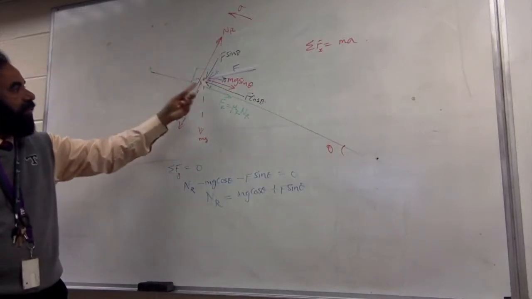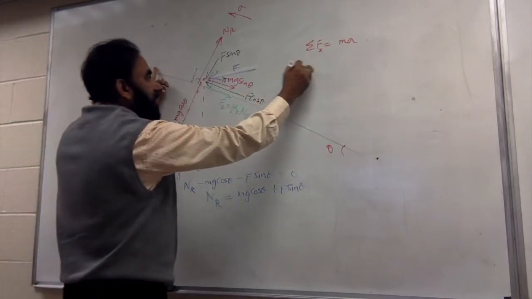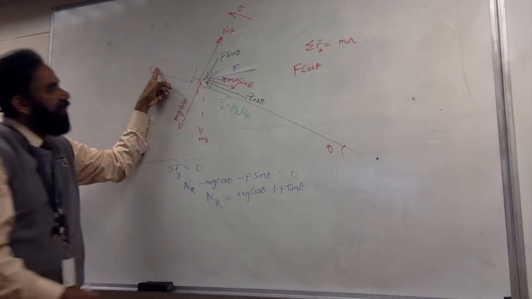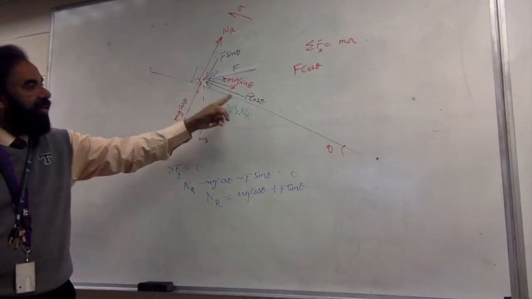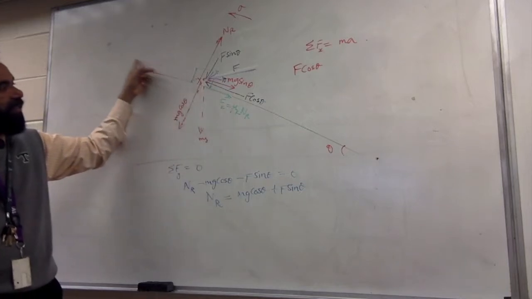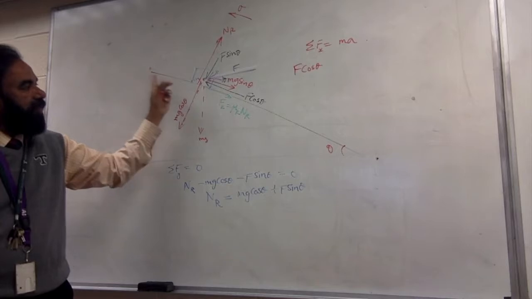So let's list it. Which are the forces acting in this direction? F cosine theta, that's right. What else is acting in that direction? Nothing. See, only F cosine theta is pushing the box up like that, and there's nothing else pushing the box up. What are the forces acting backward?